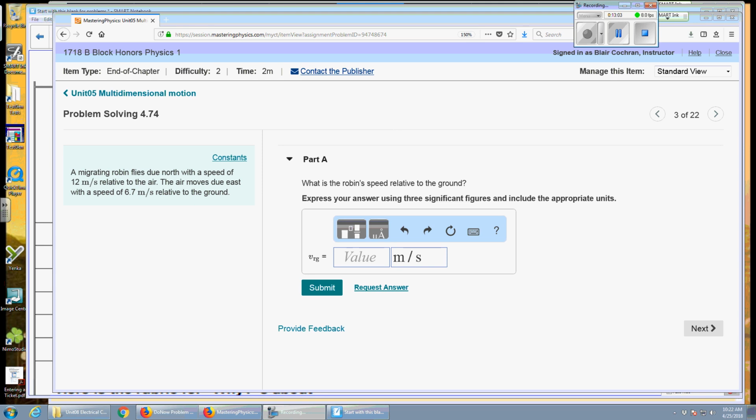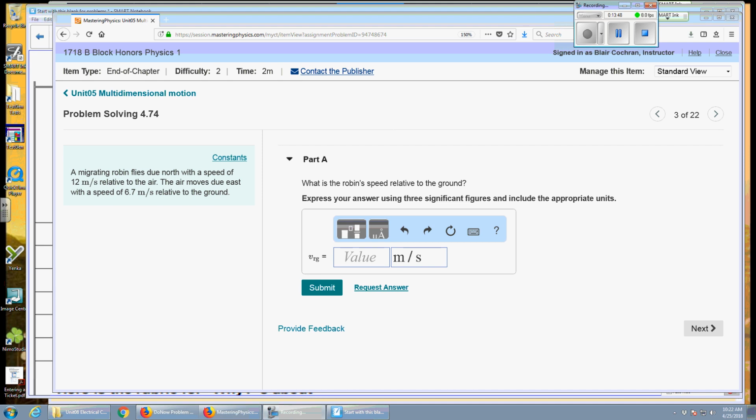All right, so on to number 3, which is one of those relative motion problems. You've got this robin flying due north with the speed of this. They say relative to the air, so they're telling you that's the velocity of the robin relative to the air. The air moves east with this speed, and that's relative to the ground. So they've told you the robin relative to the air, and the air relative to the ground, and now they want the robin speed relative to the ground. So you've got 3 frames of reference going on here. The robin, the air, and the ground. So we're going to relate those.